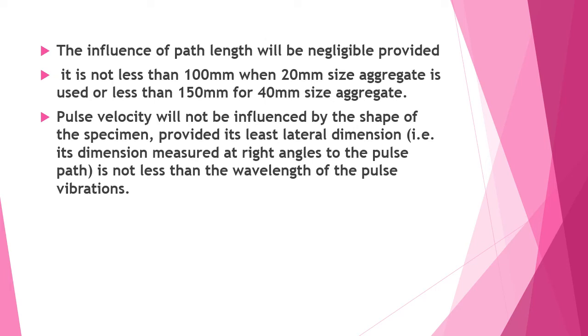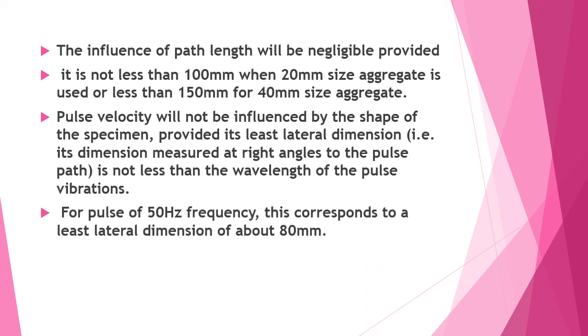Pulse velocity will not be influenced by the shape of the specimen, provided its lateral dimension, that is, its dimension measured at right angles to the pulse path, is not less than the wavelength of the pulse vibrations. For pulse of 50 kHz frequency, this corresponds to a least lateral dimension of about 80 mm.